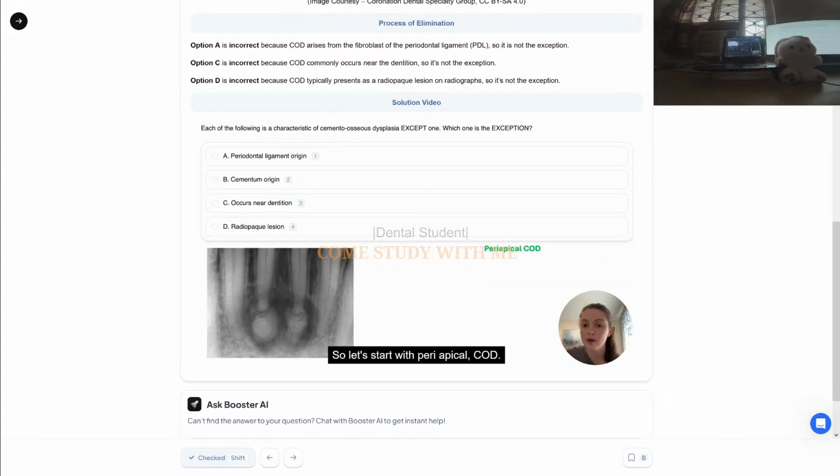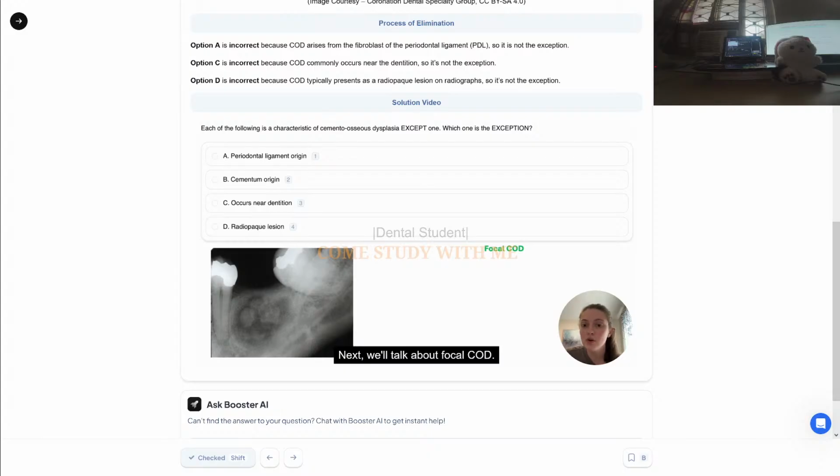So let's start with periapical COD. Now this is usually seen in the mandibular anterior region, but can be in the maxillary anterior as well. It initially presents as a unilocular radiolucency at the apices of teeth with a central opacity that develops gradually, and you can see that in this image. There is no treatment indicated, and this has an excellent prognosis.